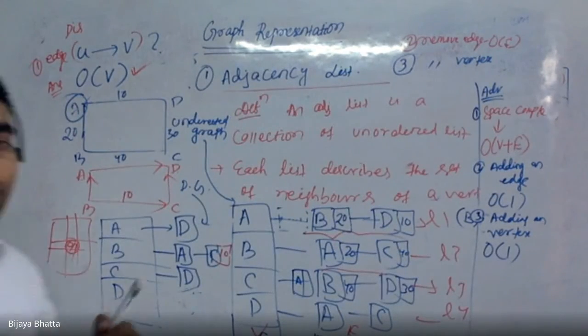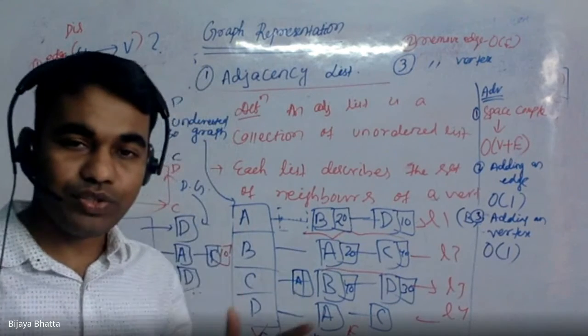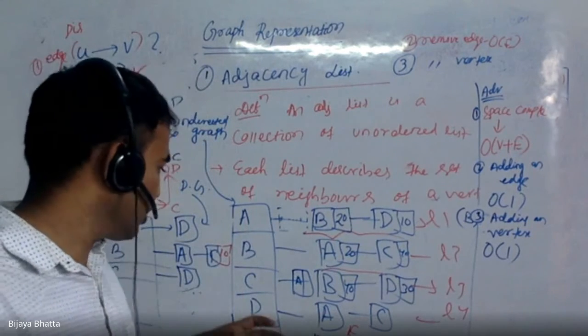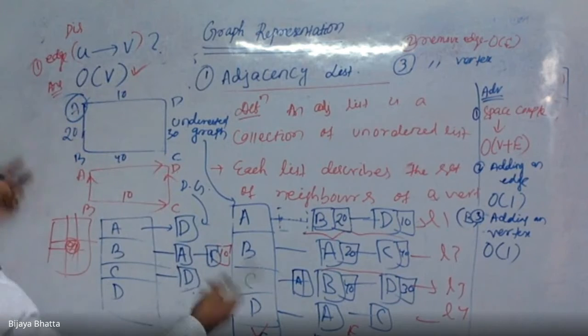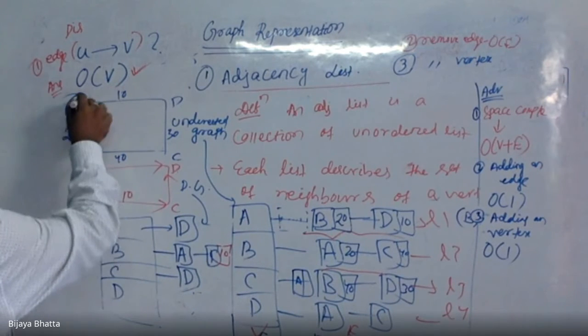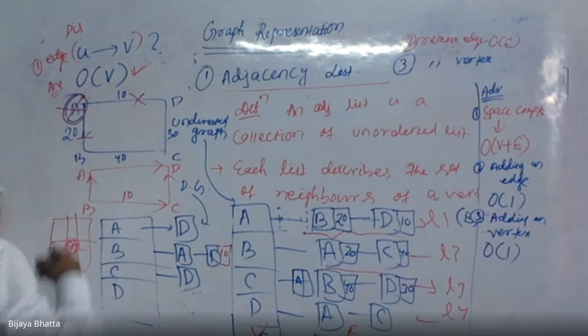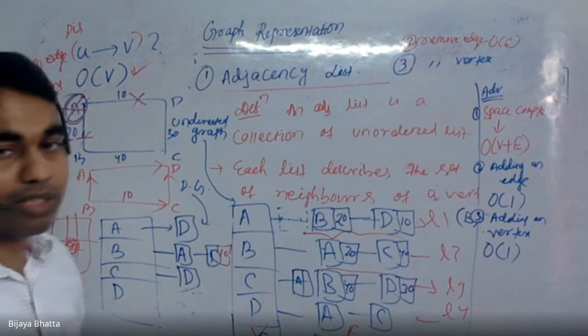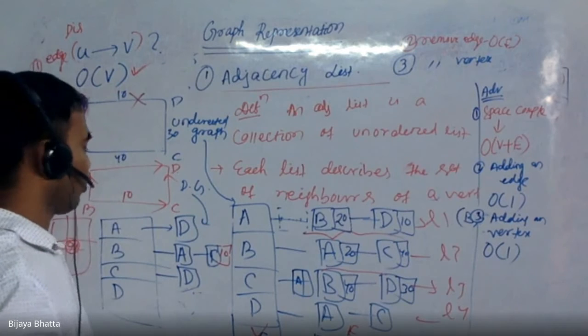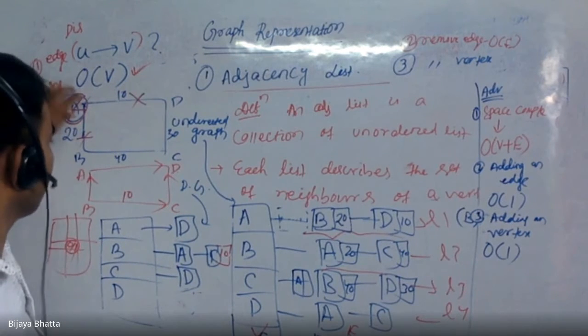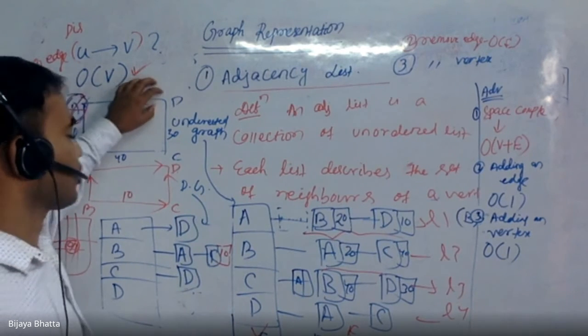So whenever you are removing a vertex, what does removal of a vertex mean in a graph? Removal of a vertex means you need to remove this vertex along with all the edges associated with it, right? That is what the removal of a vertex is. So whenever you are removing a vertex, you need to remove that vertex and all the edges associated with it.